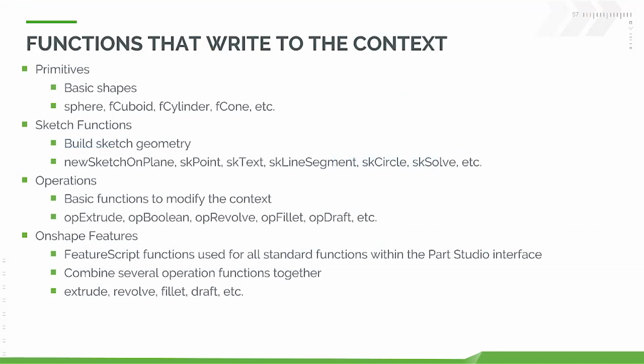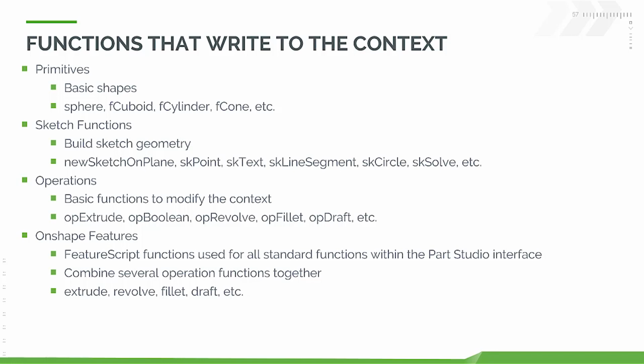If we want to enact a permanent change to the model, we need to use a function that creates or changes bodies in the context. Primitives are basic 3-dimensional shapes. We already used the f-cuboid primitive in previous videos. Sketch functions build sketch geometry. Many of them have the prefix sk in the name. We will cover sketching in depth in another video.